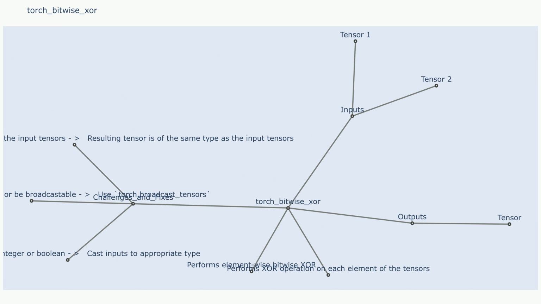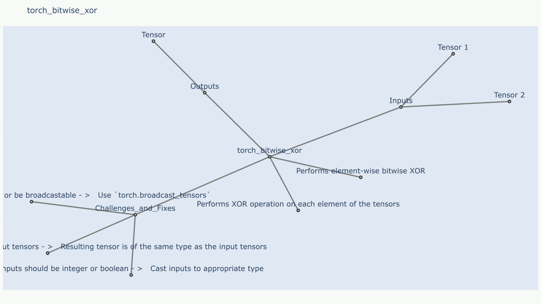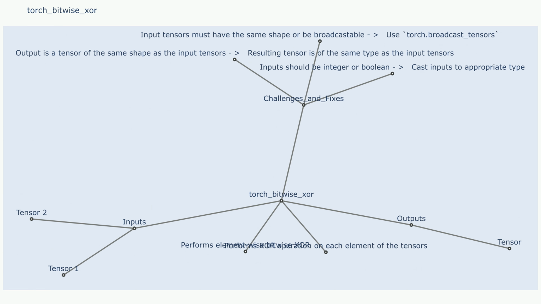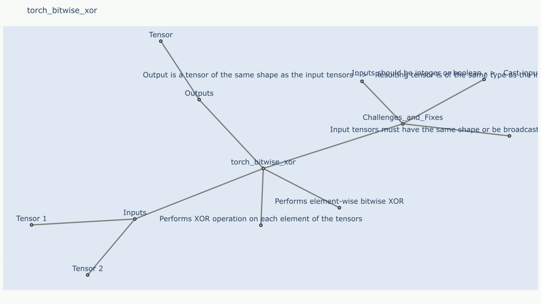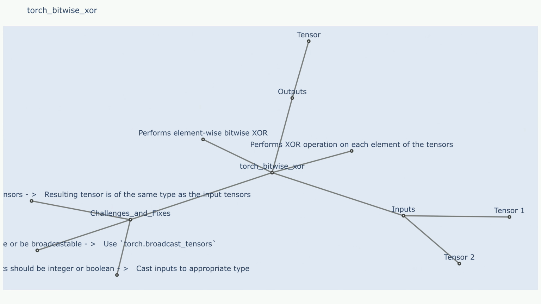Challenge 3, using tensors with different data types. Sample use case that resulted in challenge 3: torch.bitwise_xor(torch.tensor([1, 2, 3], dtype=torch.int32), torch.tensor([4, 5, 6], dtype=torch.int64)). Fixes to challenge 3: ensure both input tensors have the same data type.